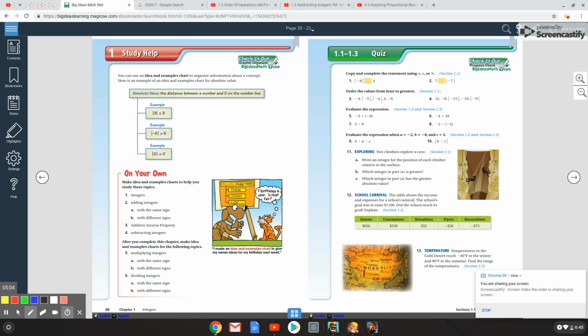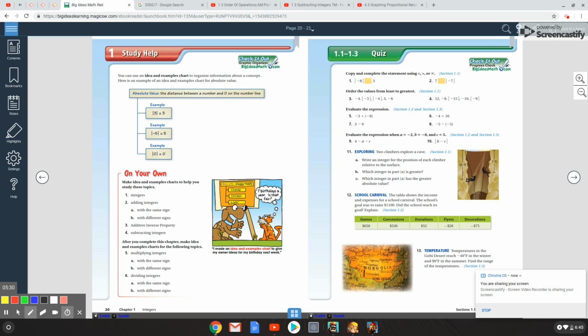And now moving on to number 10, it was B minus C. So negative 8 minus 5 to get 8 plus 5 is 13. So we get negative 13. Absolute value is 13. Now, number 11 is explore.